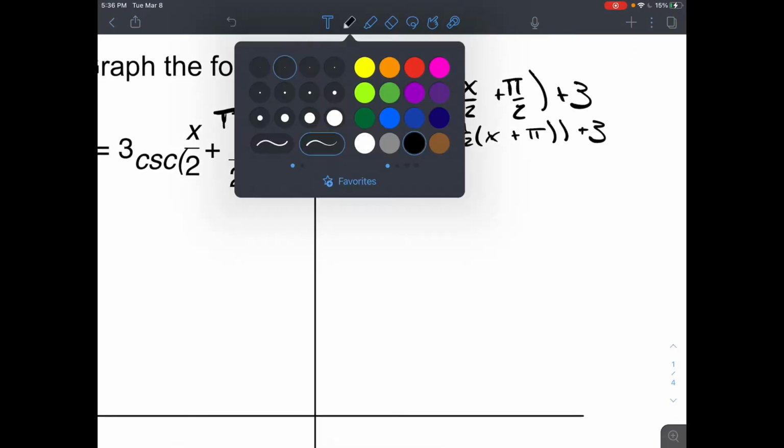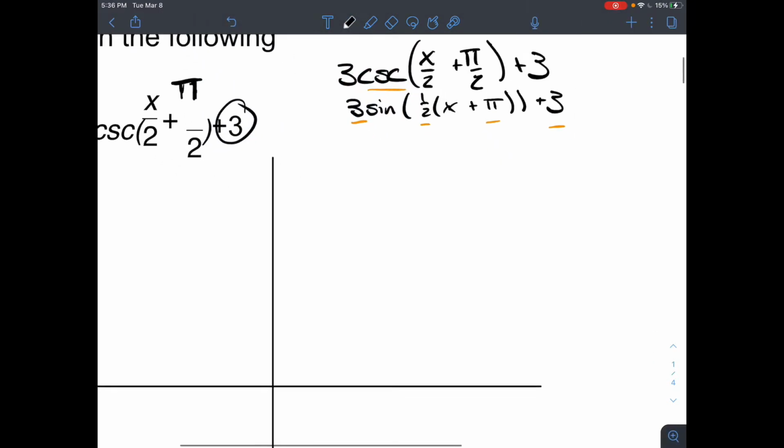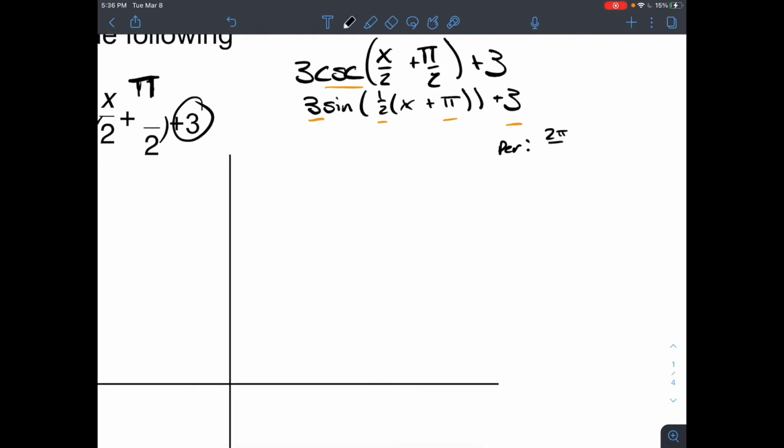We have a few things that we're going to look at. We got amplitude, period changes, phase shift, and a vertical shift, and we're doing cosecant. So 5 things that we have to do. Let's start with our period. So that's going to be 2 pi over 1/2, which is going to equal 4 pi. Amplitude is 3, vertical shift up 3, phase shift... so we're dealing with positive, we're going to the left pi.